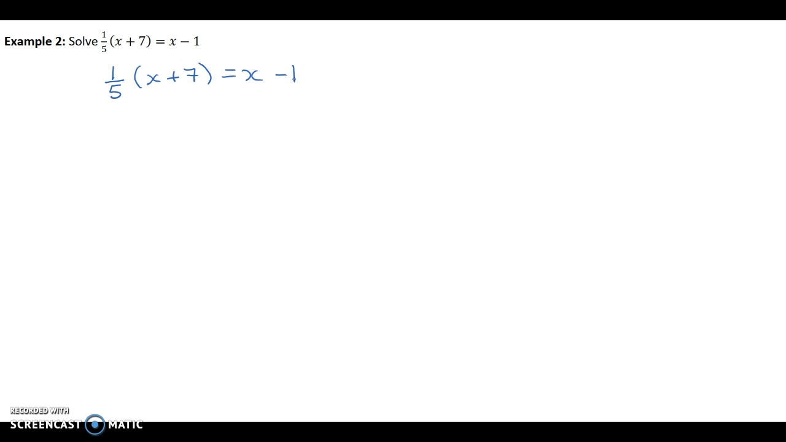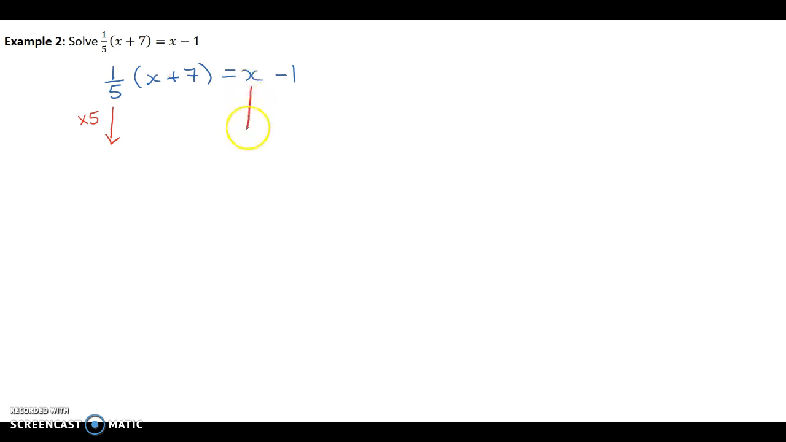Some people might want to distribute the 1/5 into the parentheses, but I find that a little bit more difficult, and I prefer to get rid of the fraction as soon as possible. Remember what we said at the start of this lesson. The way to get rid of a fraction is to multiply everything that isn't in parentheses by the bottom of the fraction. So the 1/5, we're going to multiply that by 5. The x + 7 is in parentheses, so we're not going to multiply that by anything at all yet. If it's in parentheses for the time being, it's protected.